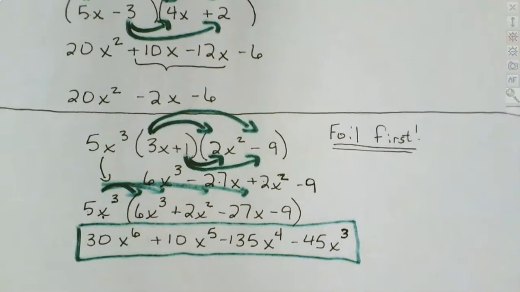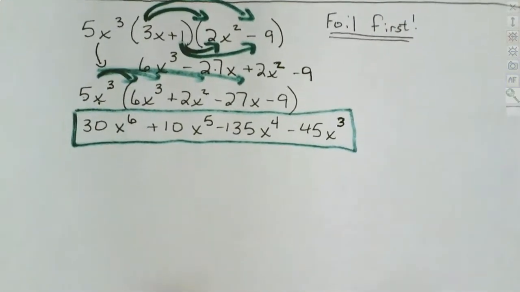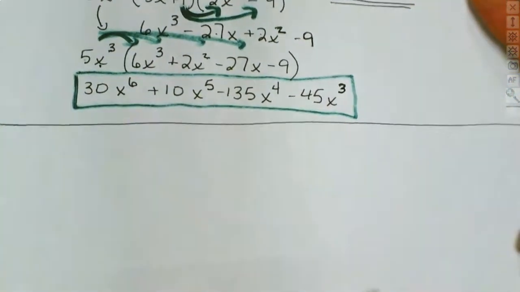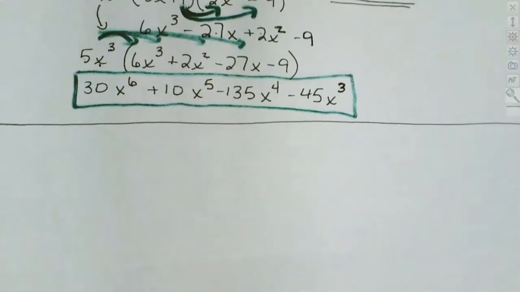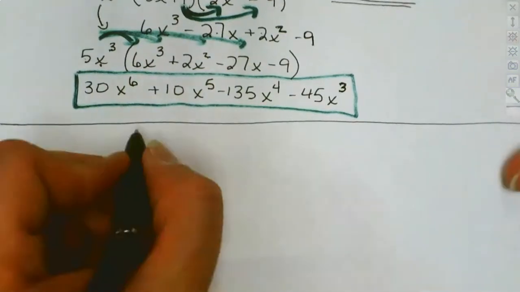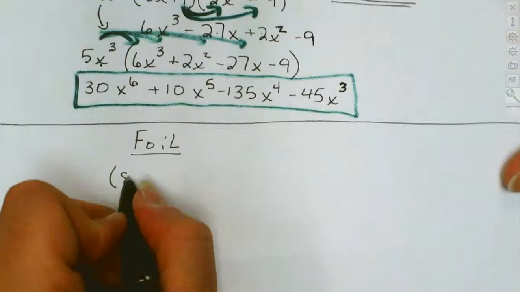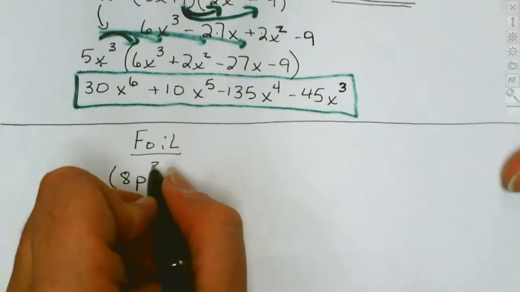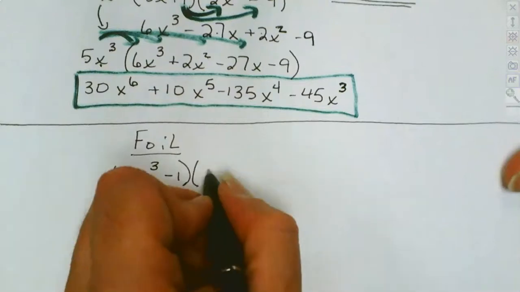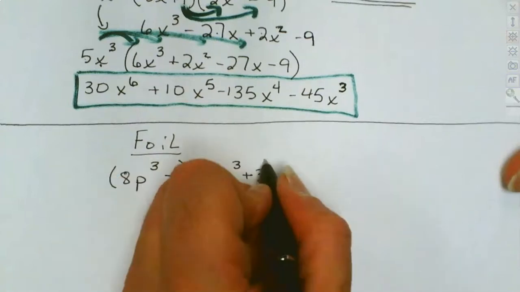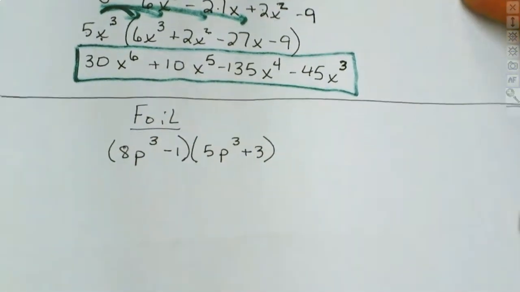And FOILing is very easy, but we have to know how to do it without making mistakes and do it pretty quickly. We'll do 2 more of these FOILing problems, and then we'll move on to a bigger one. So let's go ahead and FOIL this one out.